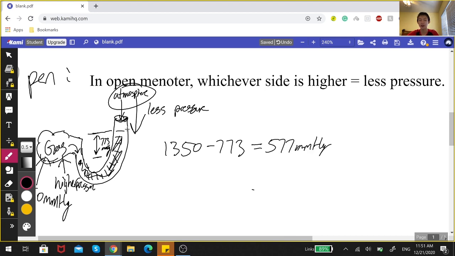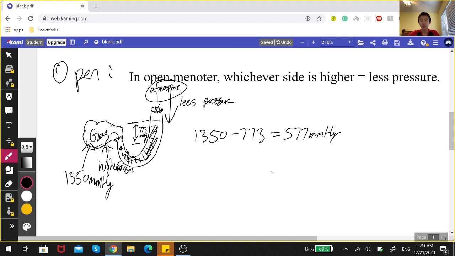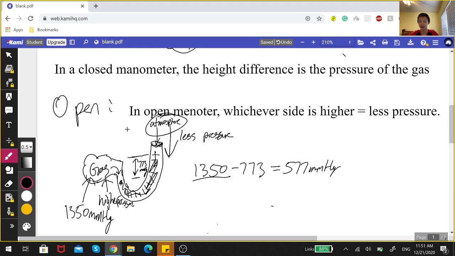And now this makes sense, right? Because gas is pushing more on the mercury than the atmosphere, which is why the mercury is taller on this side. And since the atmosphere has less pressure than gas, you simply subtract the lower pressure from the higher pressure one. Or if you're given the atmosphere in this problem, you know that gas has to have more pressure than the atmosphere. So you're just going to add 577 and 773 to get 1,350 for the gas.